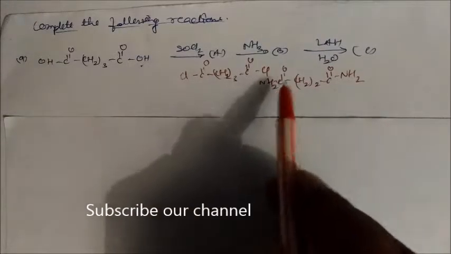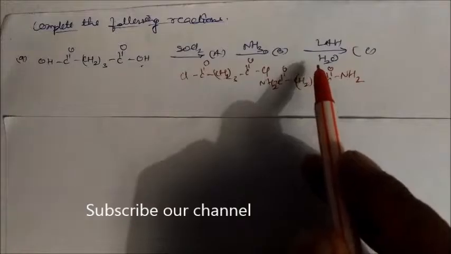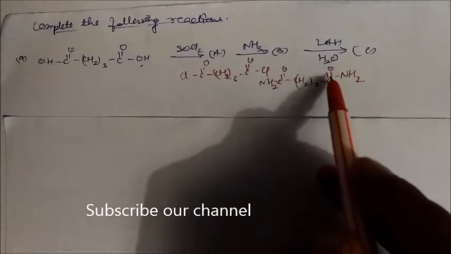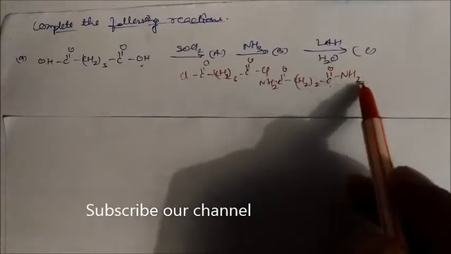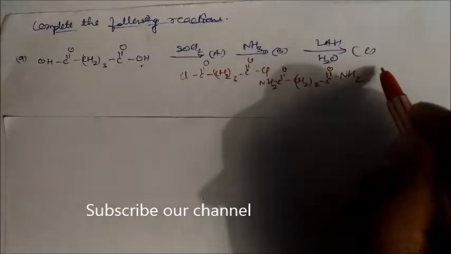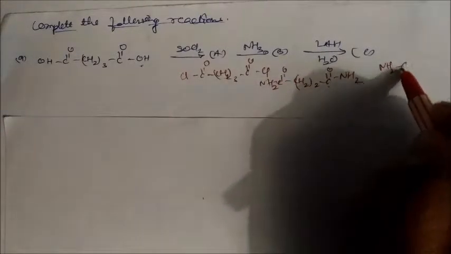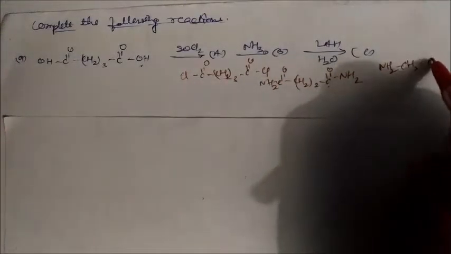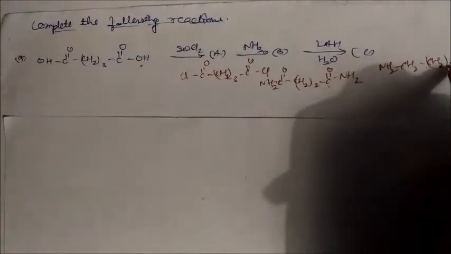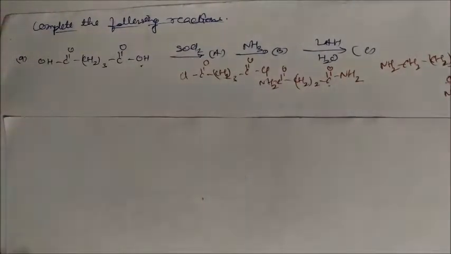Again we use lithium aluminium hydride followed by hydrolysis. In this case, the CO will convert into hydride, so this becomes primary amines. We can see here NH2, and the CO will be converted into CH2. Again we have CH2, these three molecules, followed by CH2 and then NH2. It means the whole CO will convert into CH2. This is our product.